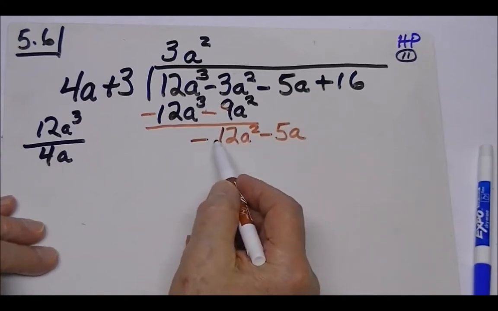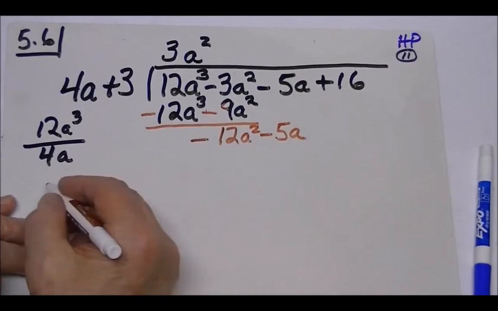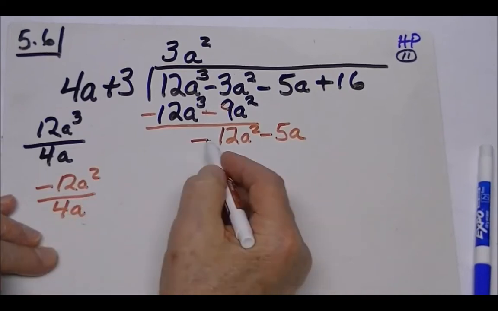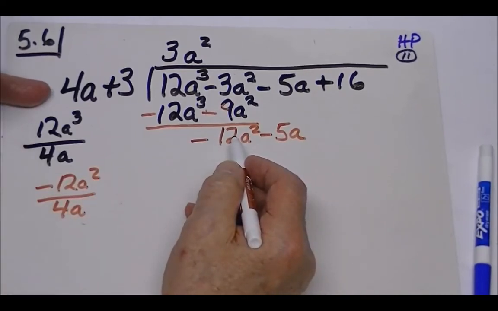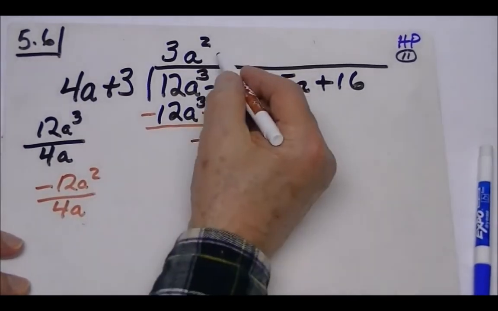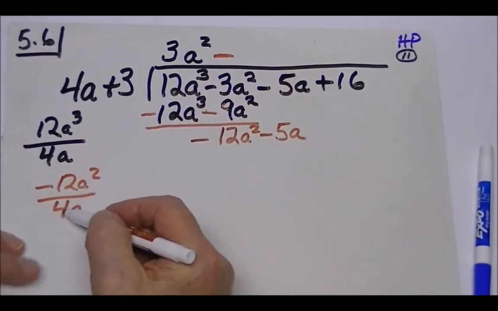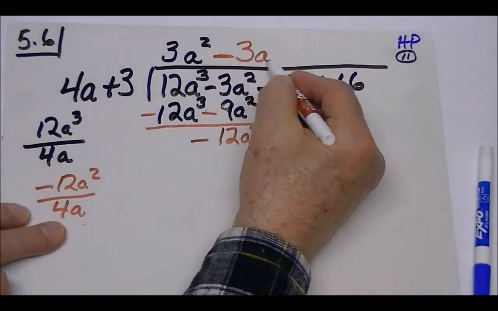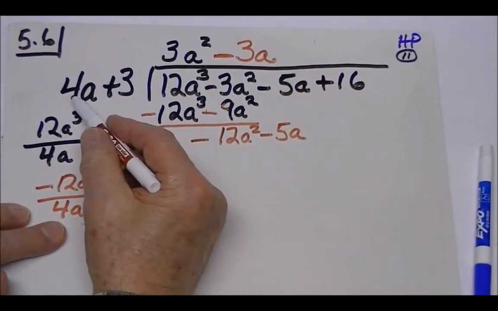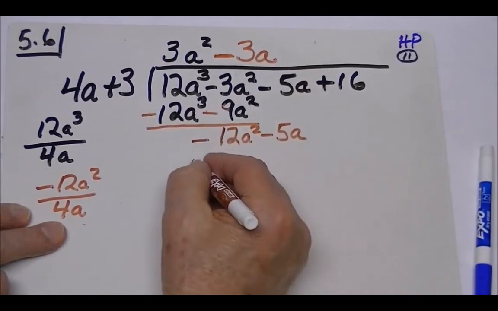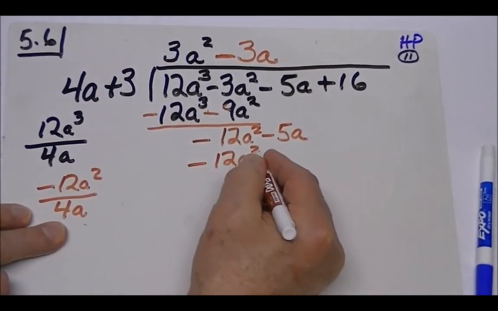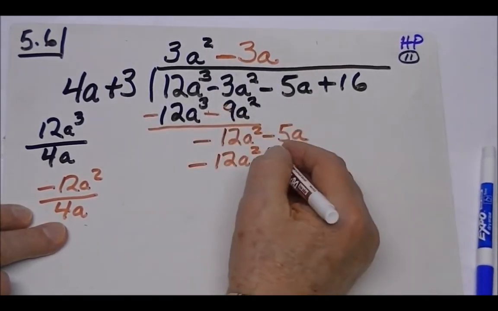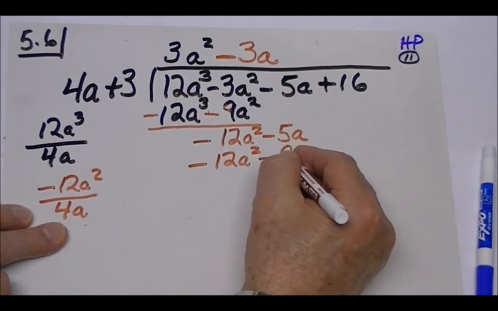And once again, if we want to say how many times does this go into this, we just set it up over here. So we're going to take this and divide it by 4a. Now our sign will be negative, and 4 goes into 12 3 times, and we have an a. So now that we multiply this times this, we get exactly this, 12a squared. Now we have to multiply our positive 3 times a negative 3a, and we get a negative 9a.